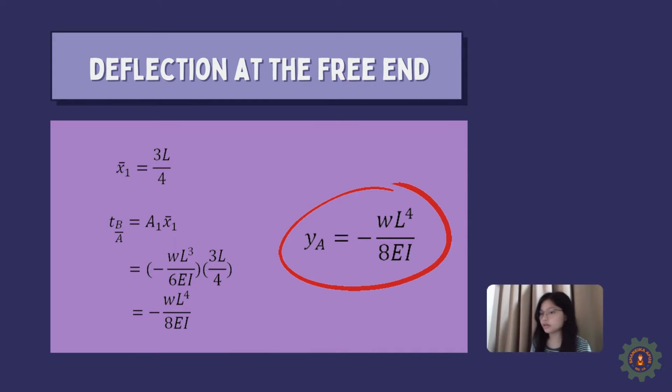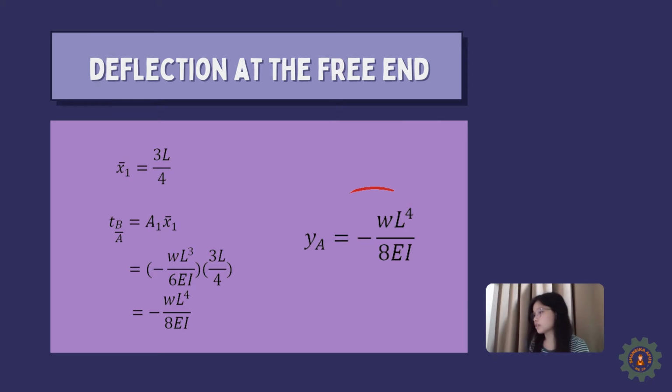And for letter B, we use the equation of horizontal distance 3L over 4, then substitute it to the formula of the tangential deviation. So tangential deviation B over A is equal to area 1 times the horizontal distance 1. Negative WL cubed over 6EI times 3L over 4 results to negative WL to the power of 4 over 8EI. So our deflection at the free end is equal to negative WL to the power of 4 over 8EI.